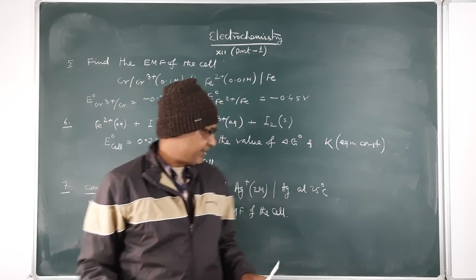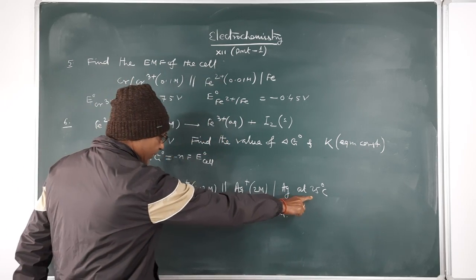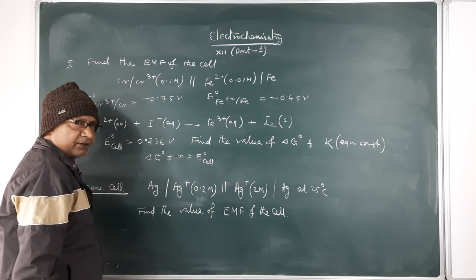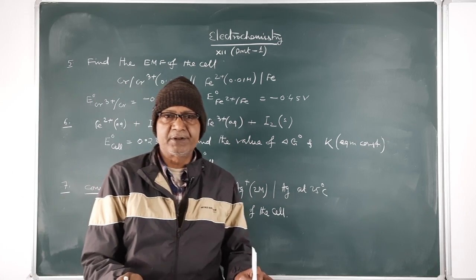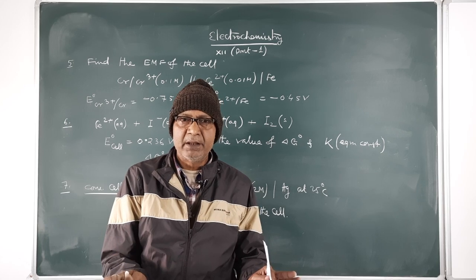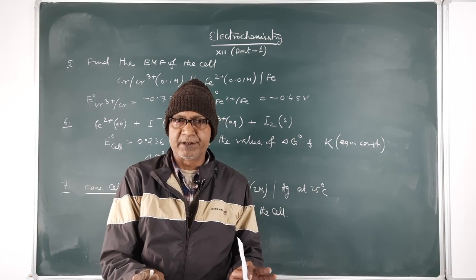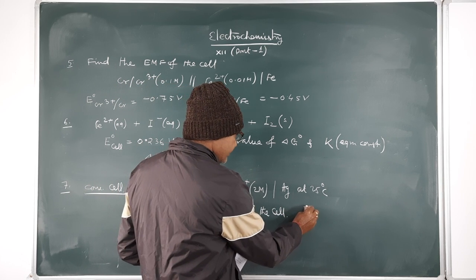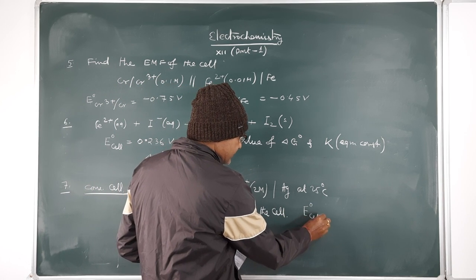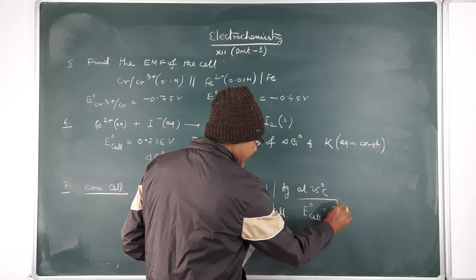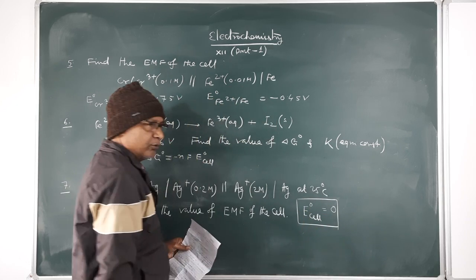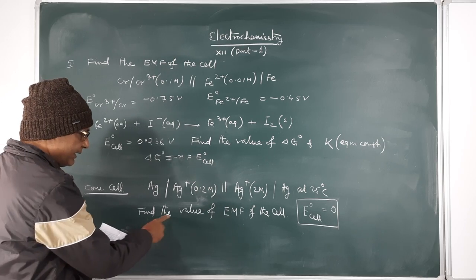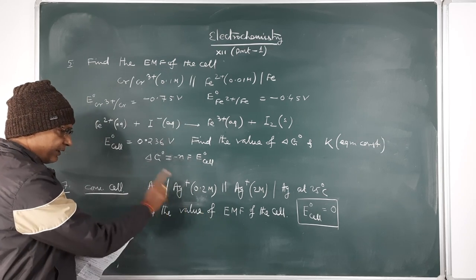The representation is given at 25 degrees centigrade, and the concentrations are different as you see. A concentration cell has two half cells with the same electrodes and the same electrolyte at different concentrations. Another point: E naught of such a cell is equal to 0. Remember it. You have to find the EMF of this concentration cell.